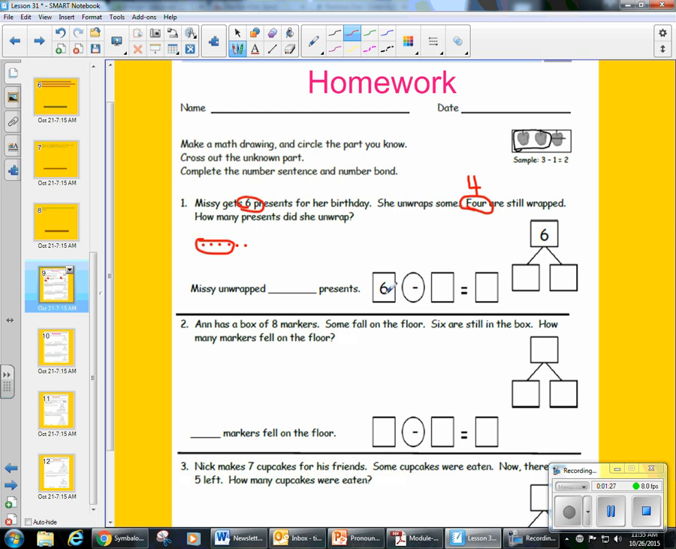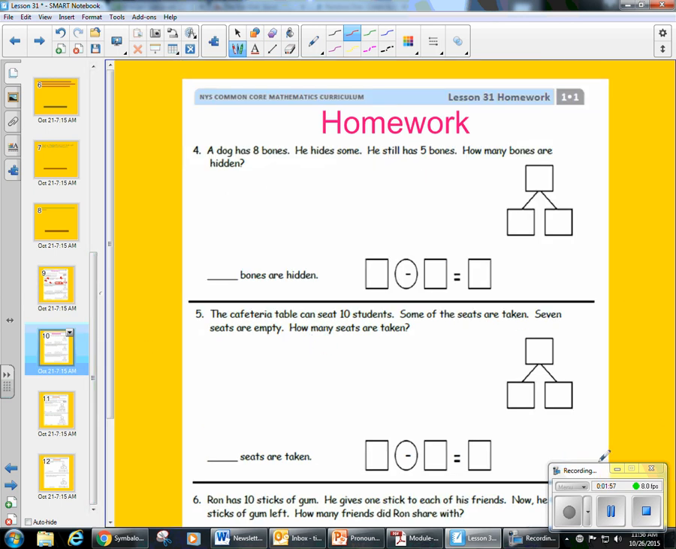We don't need to know about the ones that are still wrapped, so we're going to take that number away. So down here in our problem, we've got 6 take away, so we're going to take away the 4 we know about. Leaves us with how many presents are unwrapped, which would be 2. So in our sentence, Missy unwrapped 2 presents. Now the students need to use these 3 numbers to make the number bond. They've already done the 6 for you, so our other 2 numbers are 4 and 2. So they do that. On the back, same thing. They just have not inputted some numbers for them.